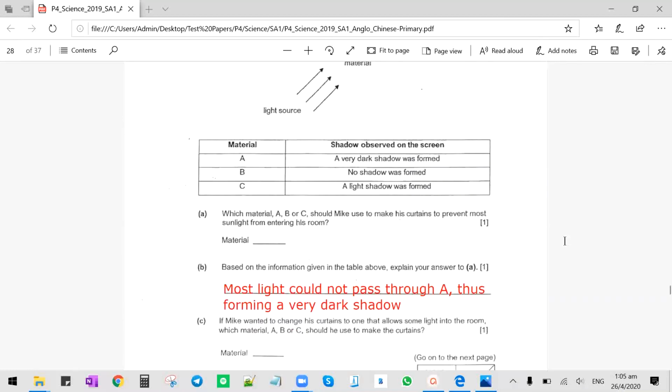If Mike wanted to change his curtains to one that allows some light into the room, which one should he use? He should use, of course, C, right? B doesn't have any shadow formed, which means transparent, you know. C, a light shadow was formed, which means some light has been blocked. Okay.